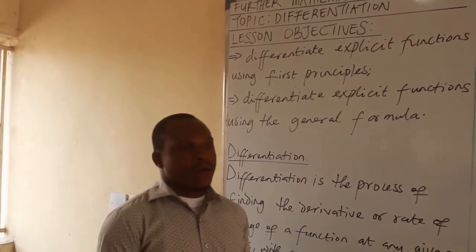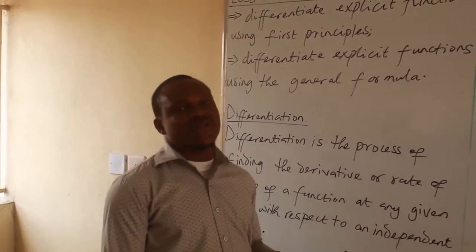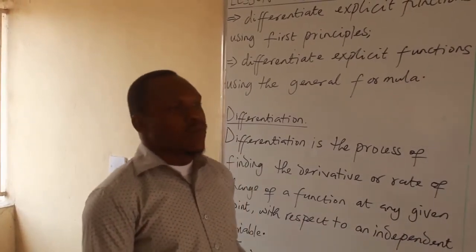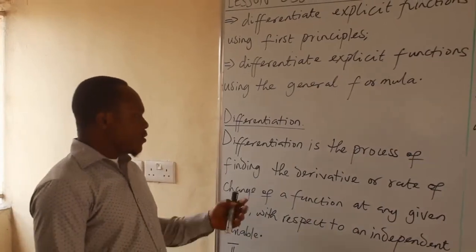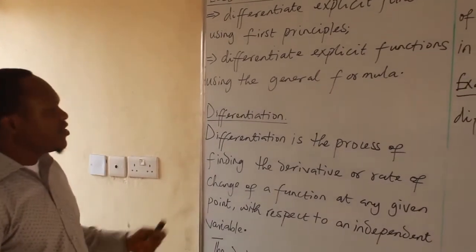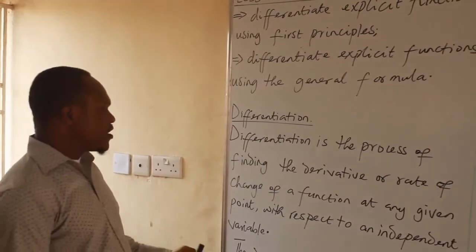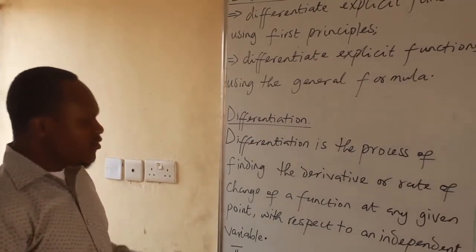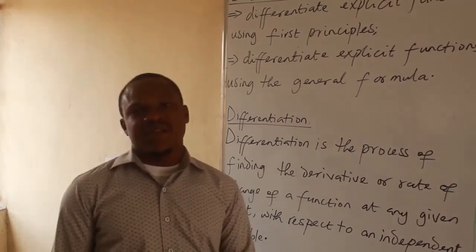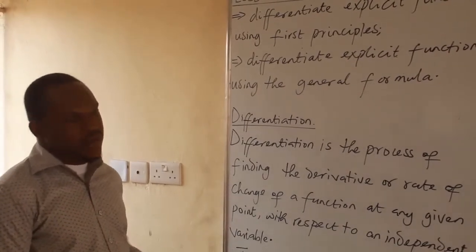Some of what you're going to be experiencing today is part of what I've already taught you in class. We'll move from what you already know to the unknown. As written here, differentiation is the process of finding the derivative or rate of change of a function at any given point with respect to an independent variable. I'll just make a brief overview.